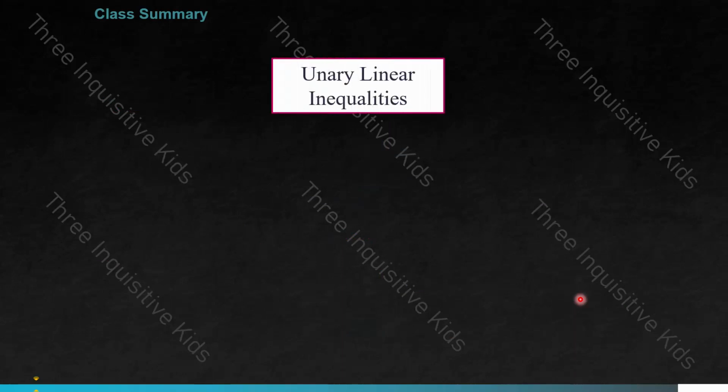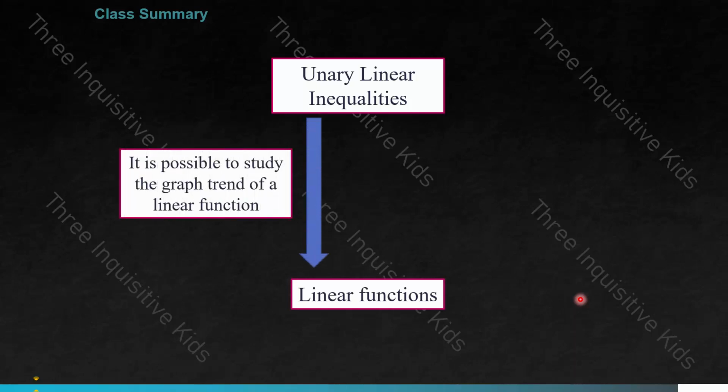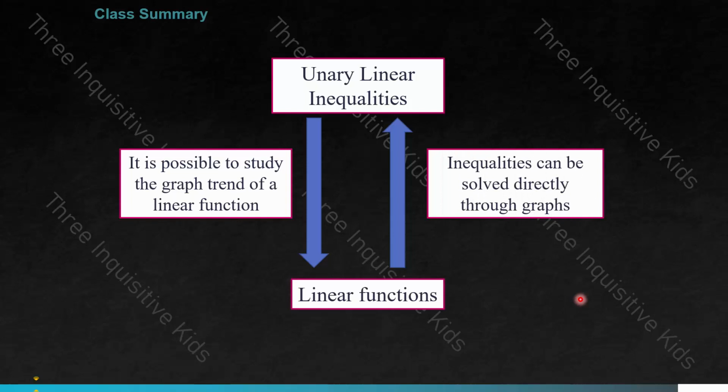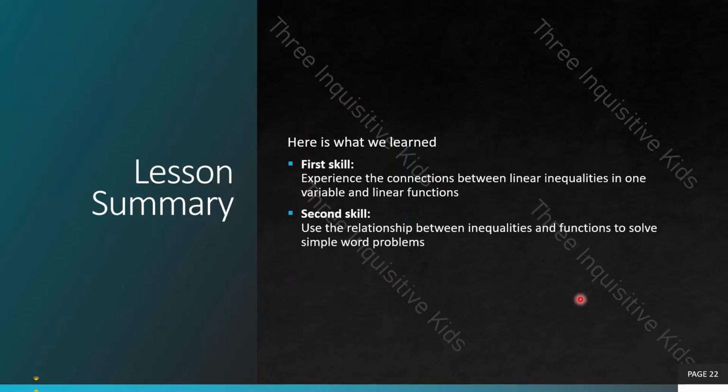Class summary. Today we learned all about unary linear inequalities and linear functions. When we start with a linear inequality and we transform it into a linear function, it is possible to study the graph trend of a linear function. And when we turn linear functions into unary linear inequalities, we see that inequalities can be solved directly through graphs of linear functions. Here are the 2 skills we learned today. Experience the connections between linear inequalities in one variable and linear functions. Use the relationship between inequalities and functions to solve simple word problems.